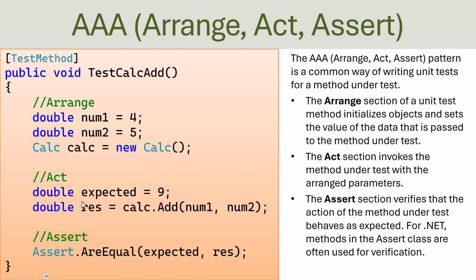So it was a spelling mistake here. The result here and the result here should be equal to the expected value that is specified here. And if they are equal, the unit test will pass, and if they are not equal, the unit test will fail. So basically that's the basic concept of creating and using unit tests.